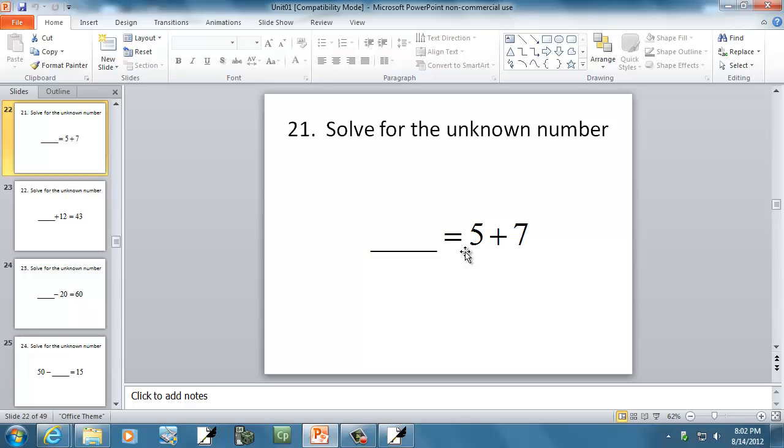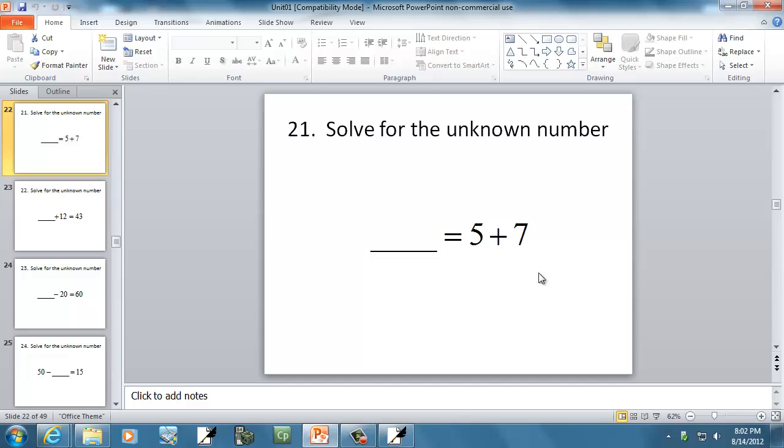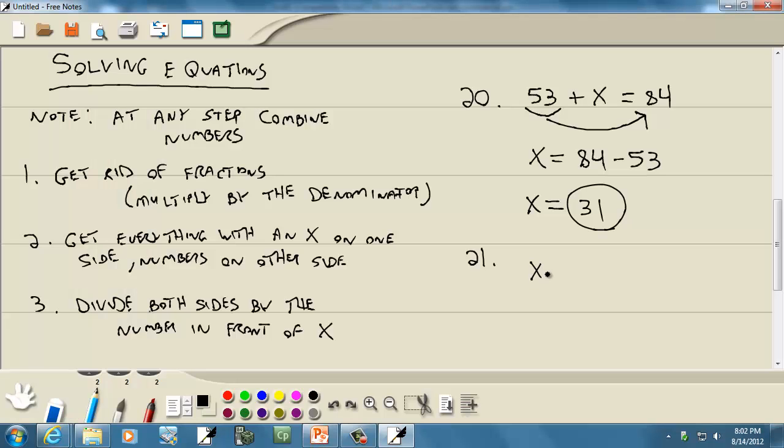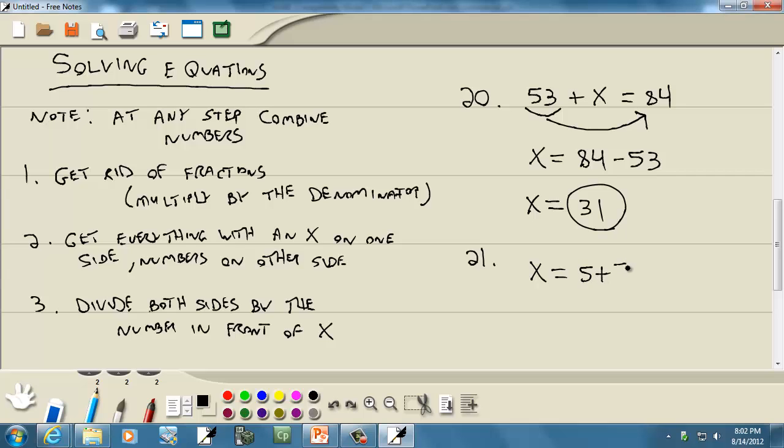Let's look at another problem. It says blank equals 5 plus 7. Again, where the blank is, I'm going to put an X. So X equals 5 plus 7. And this problem is pretty easy because we just use our note up at top. At any step, combine together numbers. Well, 5 plus 7 is 12. So 12 is our answer.